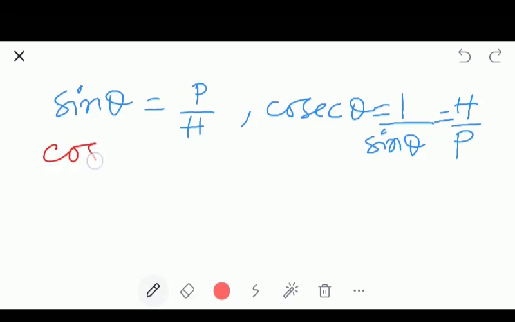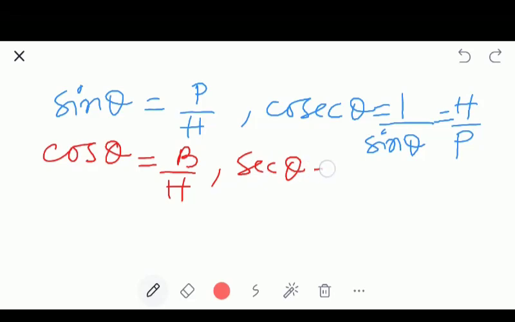Now we have cos theta, that is equal to base by hypotenuse. Now there is also a reverse ratio of cos theta, that is known as sec theta. So sec theta is equal to 1 by cos theta, and sec theta we can write as hypotenuse by base, right? I hope you guys are understanding the concept.